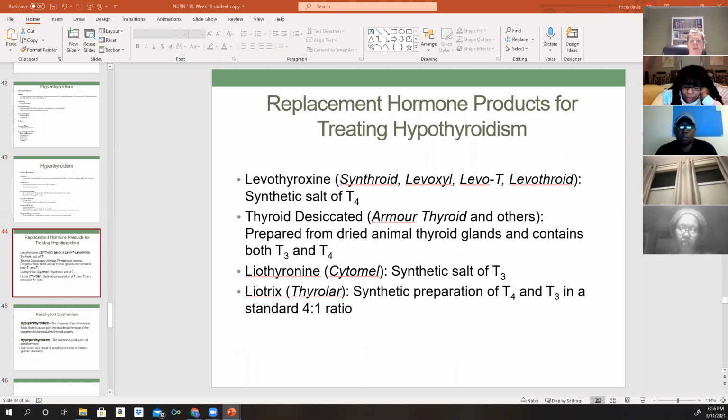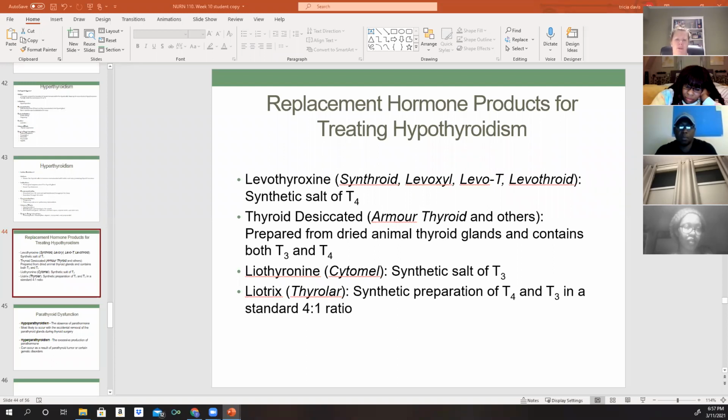So replacement hormones that you may see in the clinical setting for treating hypothyroidism. The one that I see the most is levothyroxine or Synthroid. Those two names are used interchangeably. I have seen Levothroid once or twice, not often. The gold standard is Synthroid or levothyroxine.